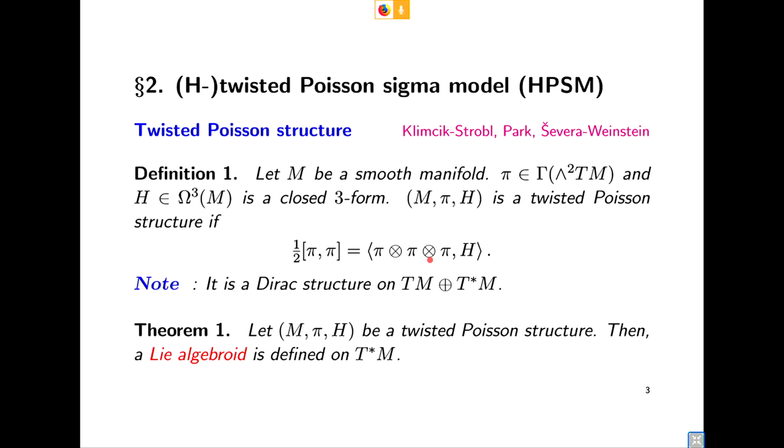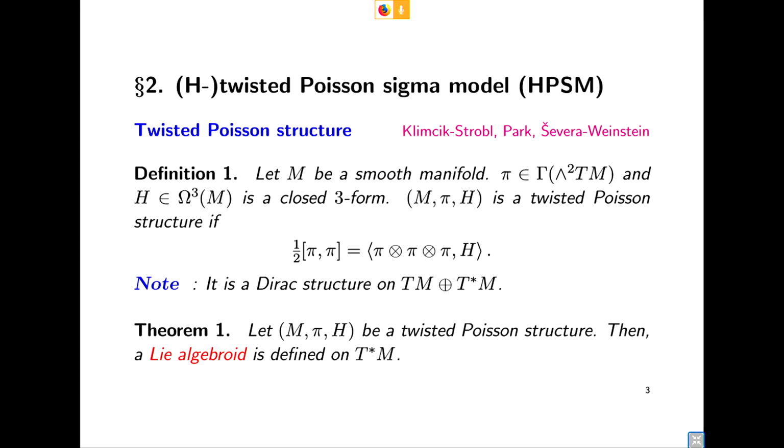This is some pairing of the TM. If H equals 0, this is nothing but a Poisson structure. But if H is not 0, this is a generalization. One note is that this is an example of a so-called Dirac structure on TM plus T*M. And another important fact is that we can define a Lie algebroid from this structure.